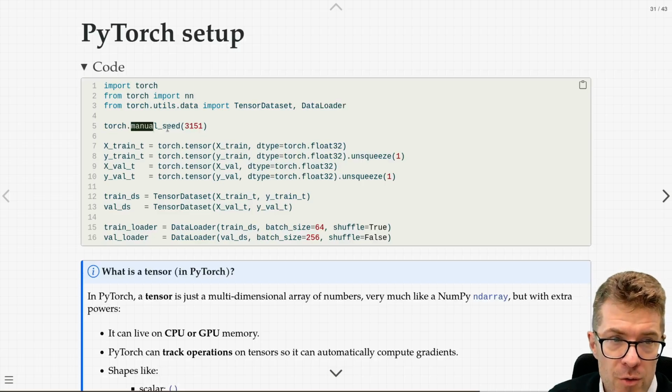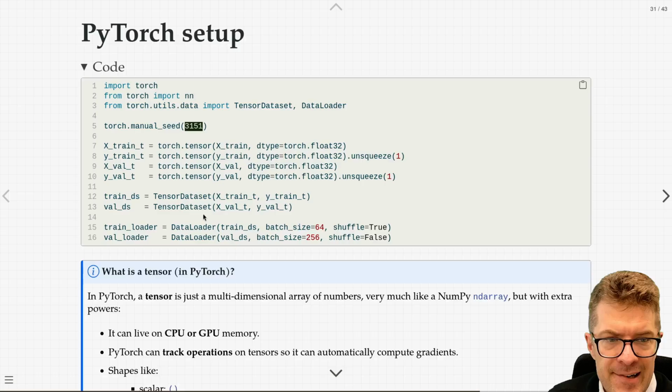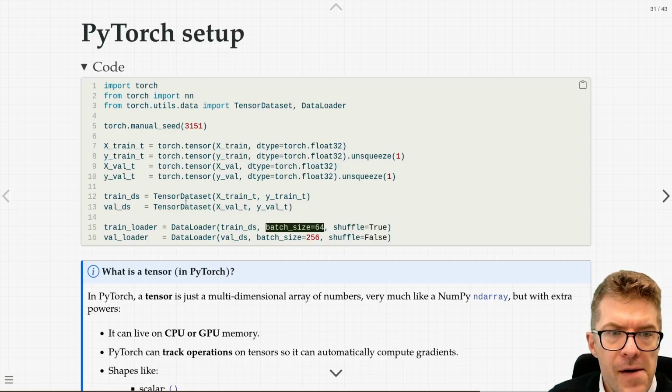Torch also takes random seeds. We're going to keep on using 3151. And away we go. Nothing fancy going on here. We have a batch size of 64. So a couple of things I want to mention.